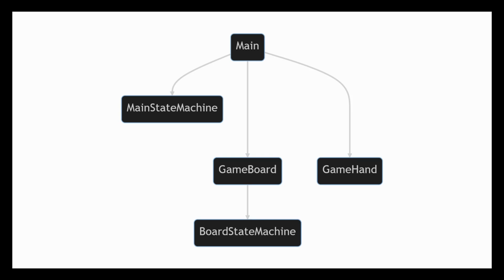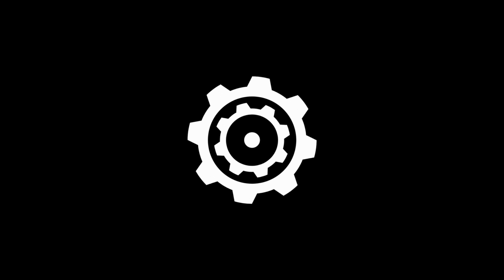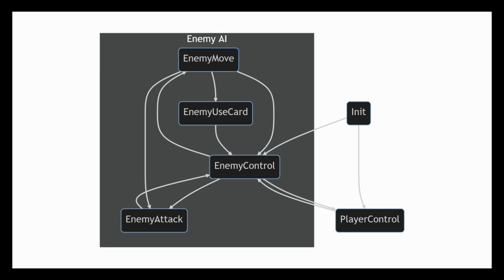There are currently two state machines in the game. One resides within the main node, the other one is in the game board node. The one that controls the enemy AI is in the game board node. So let's have a look at the state diagram for the game board state machine. The main part of the code that I need to work on is in the enemy control state, which is the brain of the enemy in the game.